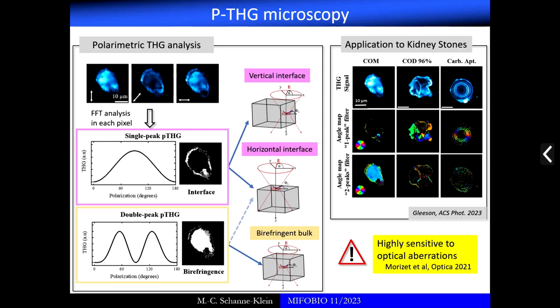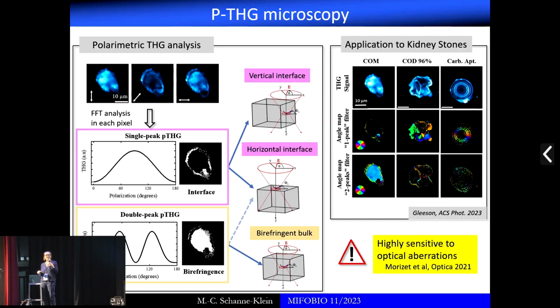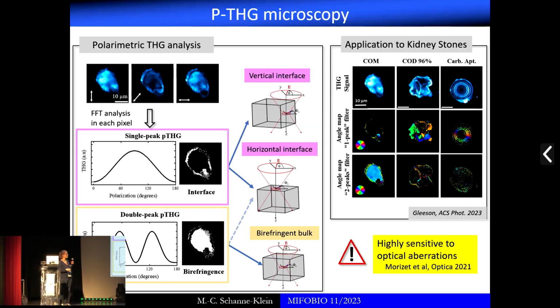So you have monohydrate calcium oxalate, dihydrate calcium oxalate, or carbonate apatite, and we can really see that sometimes there is some signal from the bulk, sometimes from the interface, and here from the bulk, and here it's horizontal interfaces, and here it's vertical interfaces in these spherulites.